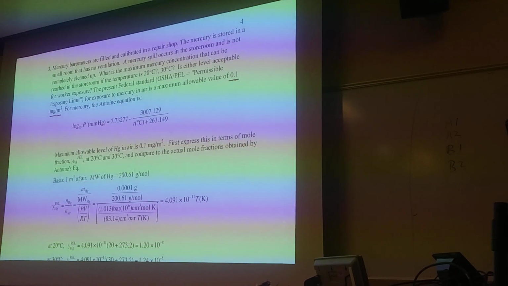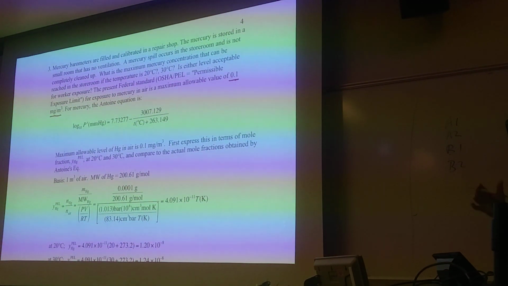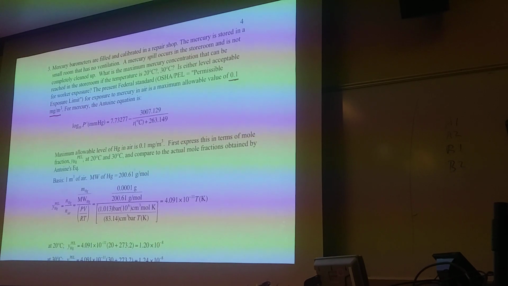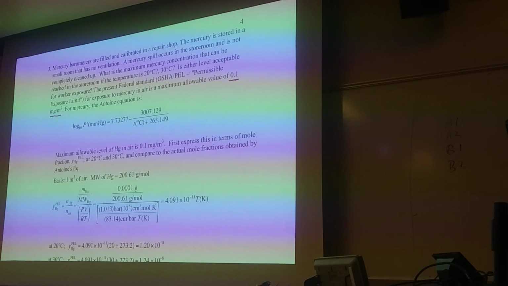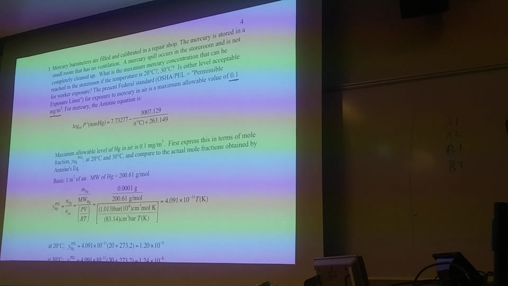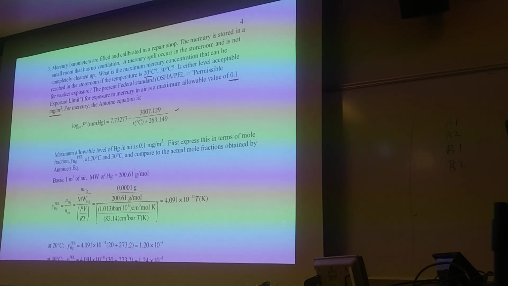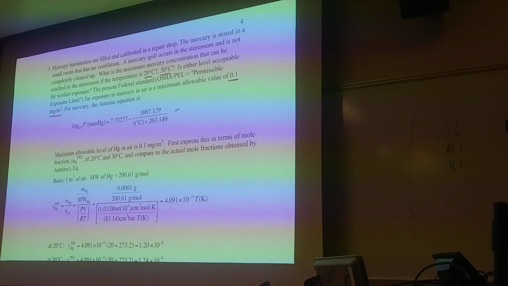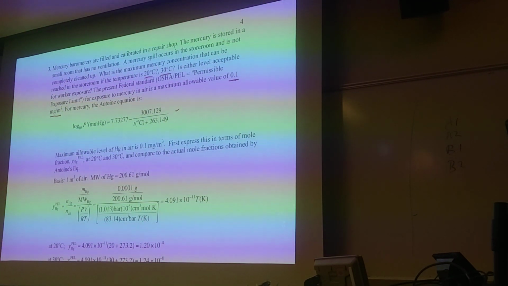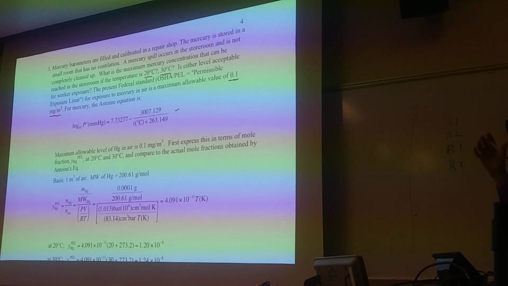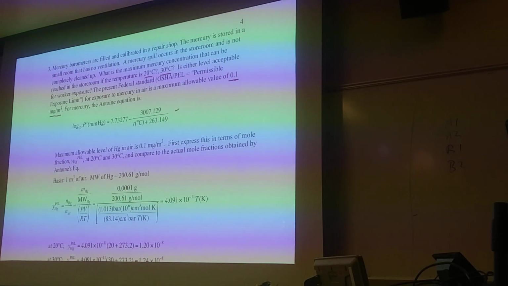So the approach to this is a very simple problem. This is actually a 310 type problem. What you do here is you can calculate the vapor pressures, or the partial pressures of the mercury, from the knowledge of Antoine's equation at the two temperatures of interest, and compare them to the OSHA PEL values. Or you could take the OSHA PEL values and convert them into mole fraction and make the comparison. So you can do your unit conversions either way, but that's all it amounts to, are unit conversions.